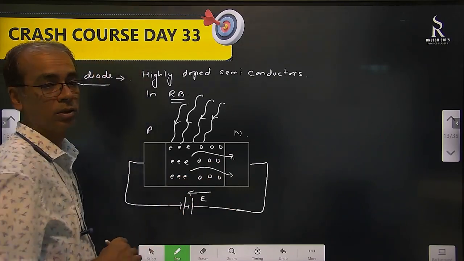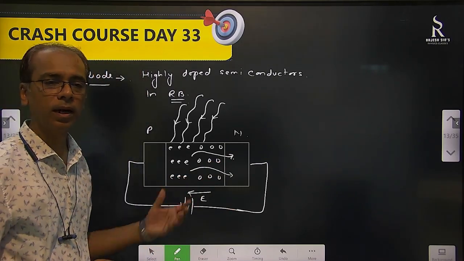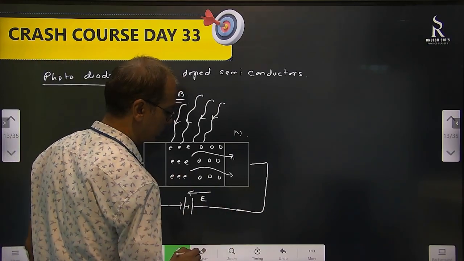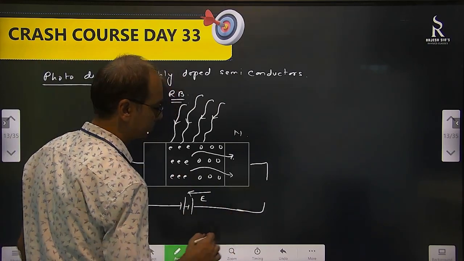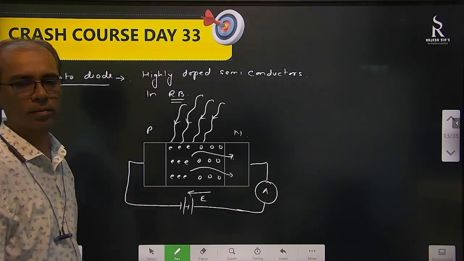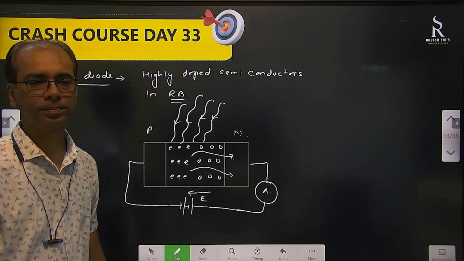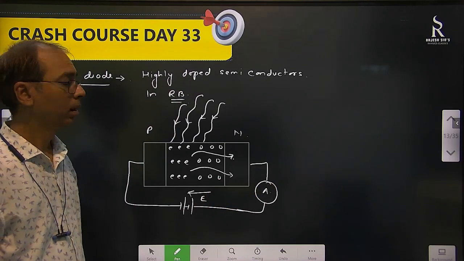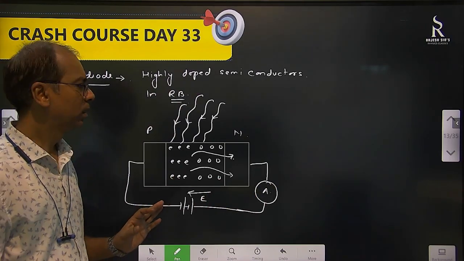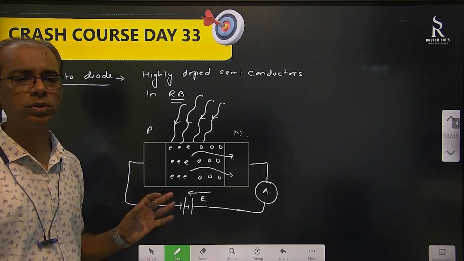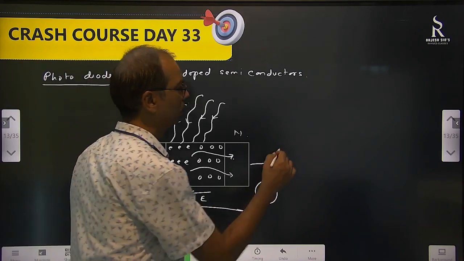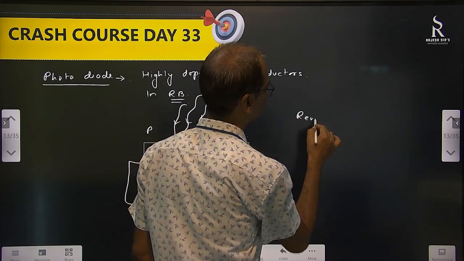Because of this, what will happen? If we have an ammeter over here, we'll detect the current. This is a photodiode. Now, what is the usage of this one? We use it in remote controls. Photodiodes are used in remote controls.